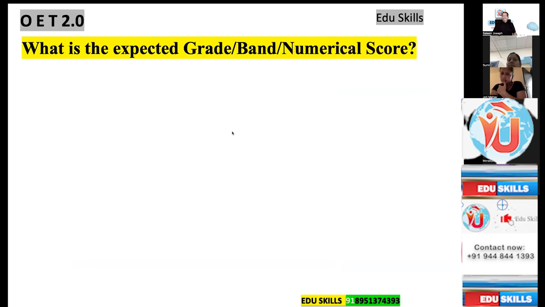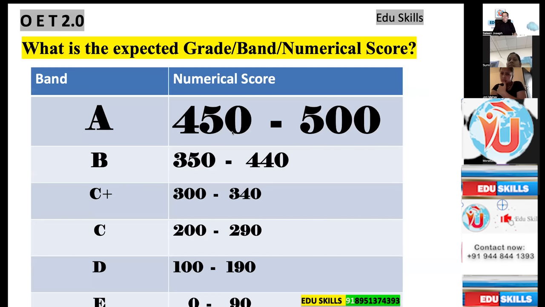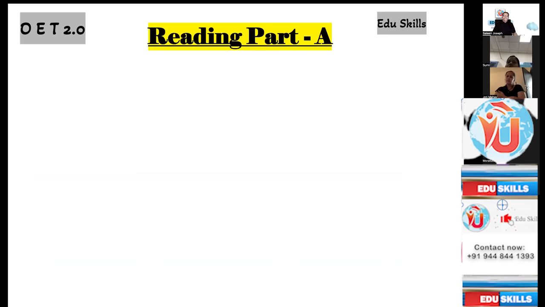What is the expected grade band or numerical score? At Edu Skills, it's 450 to 500. If you don't want to score 500, if we give you a concession of 50, at least score 450. You should have this particular target in your mind. Otherwise, you will land in 340, 330, 320. I've seen hundreds and thousands of people landing in such scores. So always try to practice for 450, so that at least you are somewhere above 400.